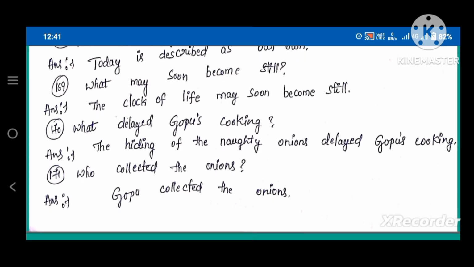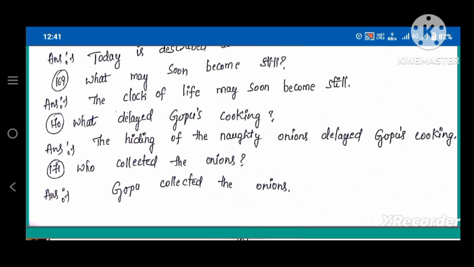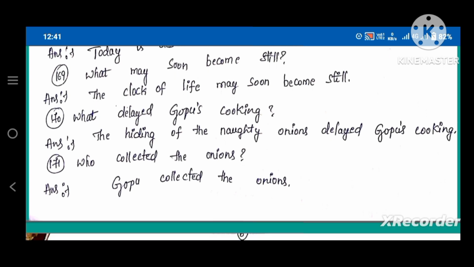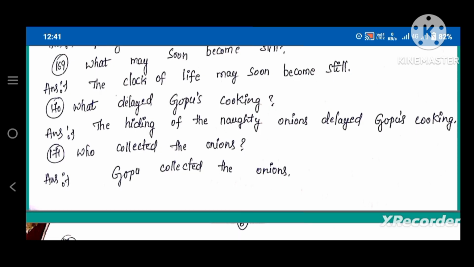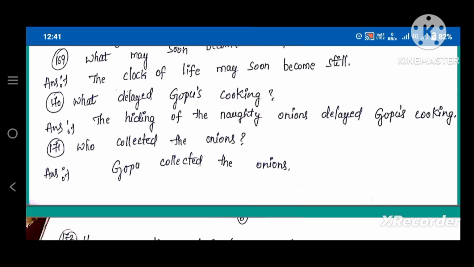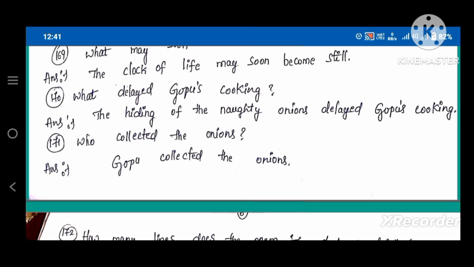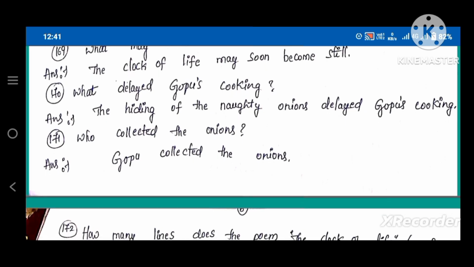What may soon become still? The clock of life may soon become still. What delayed Gopu's cooking? The hiding of the naughty onions delayed Gopu's cooking. Who collected the onions? Gopu collected the onions.